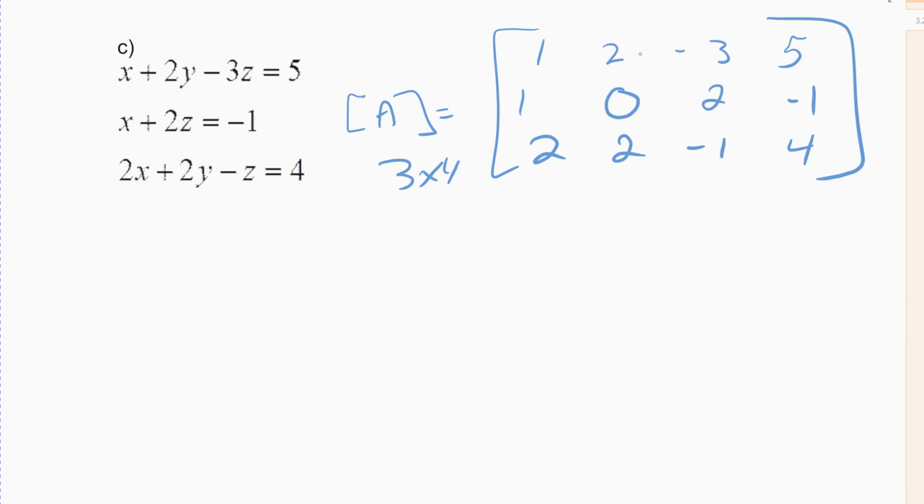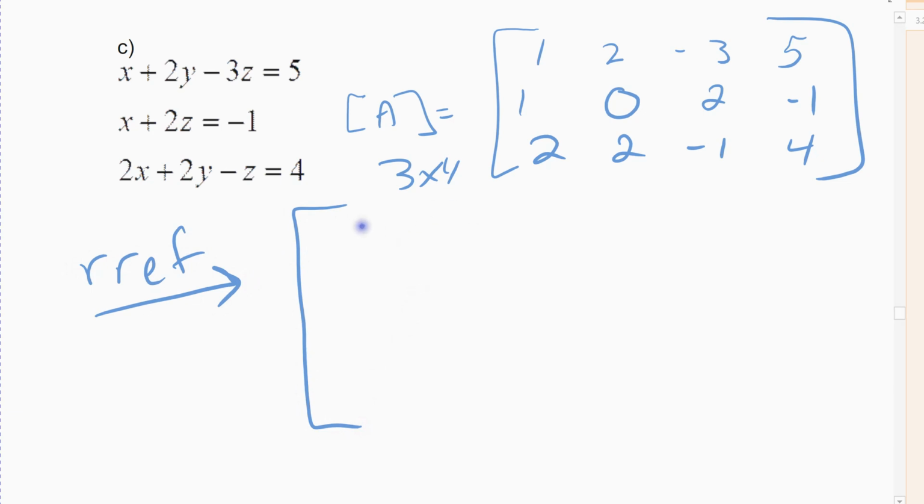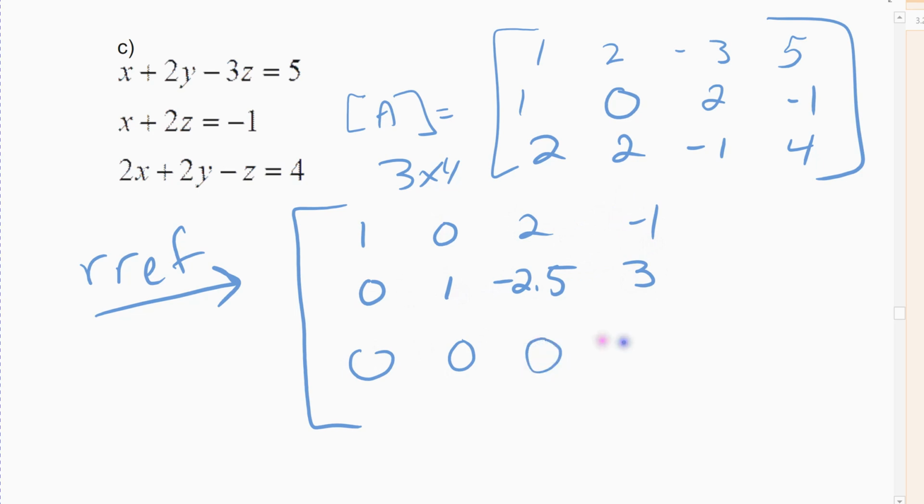All right, so I know it's going to come out, and what the calculator gives me when I have 3 variables and it's the infinitely many case is: 1, 0, 2, negative 1. 0, 1, negative 2 and a half, 3. Move that over. 0, 0, 0, 0.